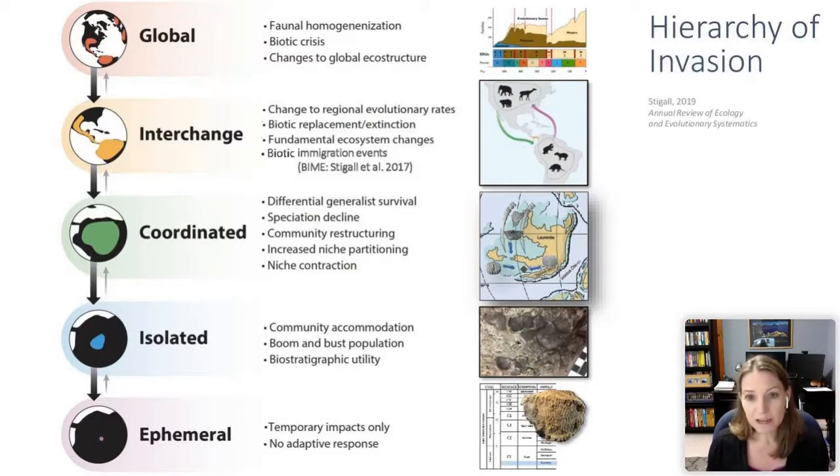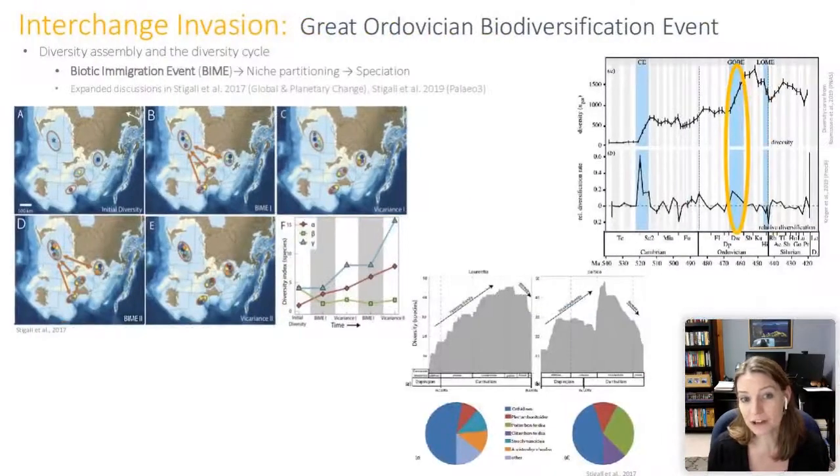I don't have time to get into it today, but my favorite level to talk about is the interchange invasion. And I want to argue that the Great Ordovician Biodiversification Event is another beautiful example of this. This is a time that we actually see alternation between vicariance and dispersal, and we have these biotic immigration events.